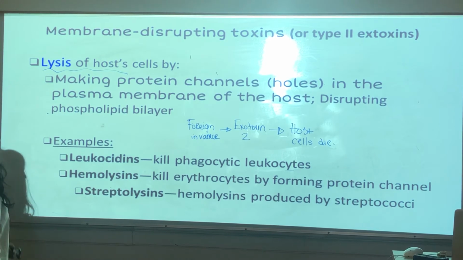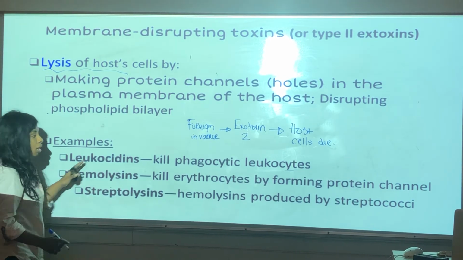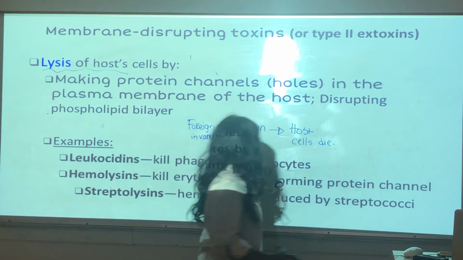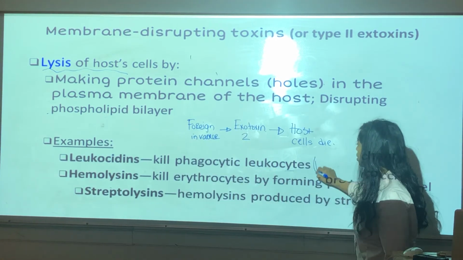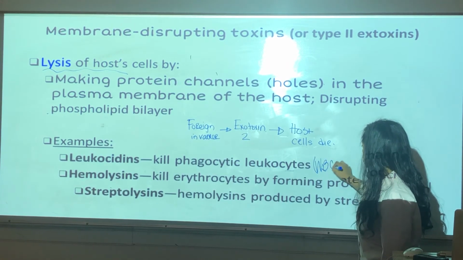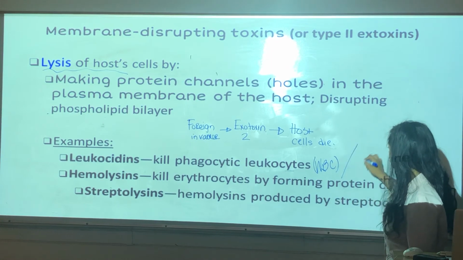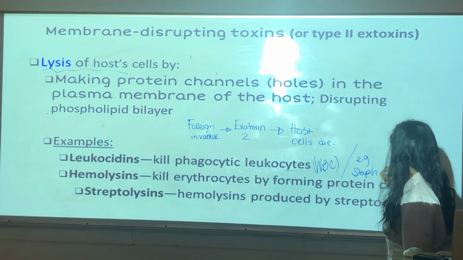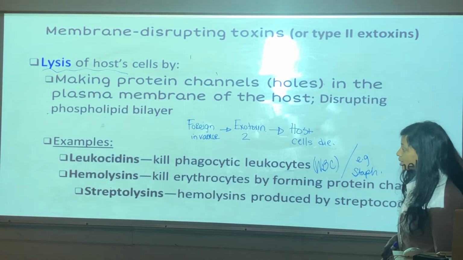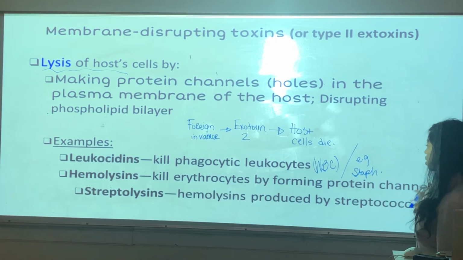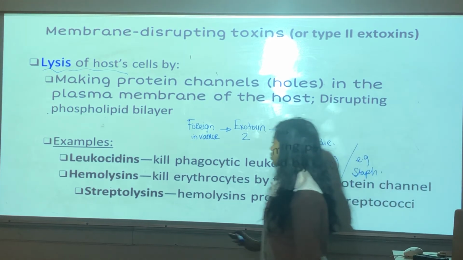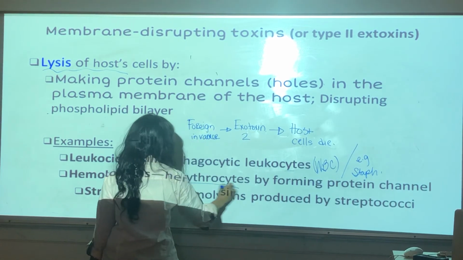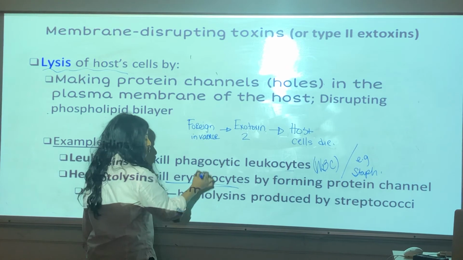We have different examples. Leukocidin will kill the leukocytes, and by leukocytes we mean white blood cells. An example of organisms that can do this would be Staphylococcus. They can make leukocidin. And hemolysins will kill erythrocytes. Erythrocytes would be what? The red blood cells.